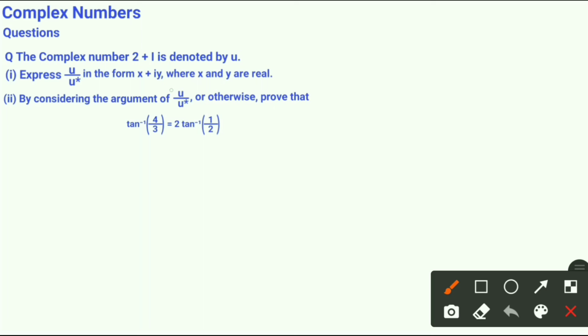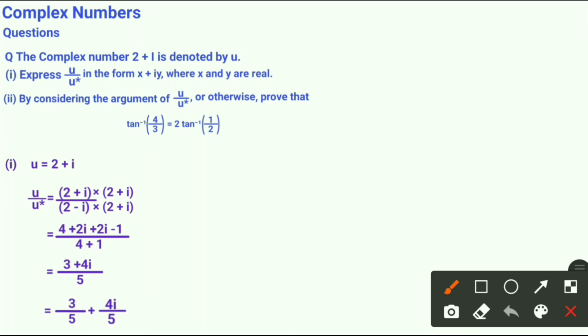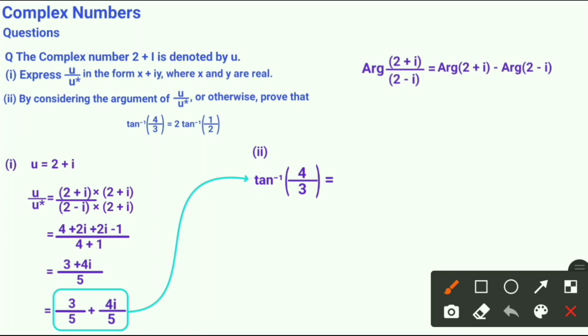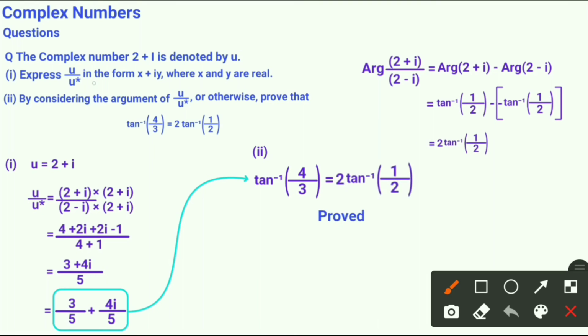The complex number 2 plus iota is denoted by u. Express this in the form r e to the i theta by considering the argument, or otherwise prove this and this. We have found it this way. Part 2. First of all, we have just simplified this. We did some calculations and we got this.